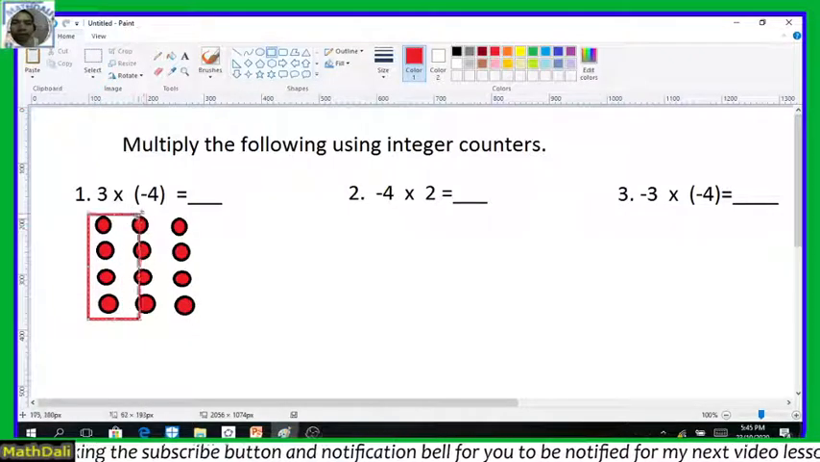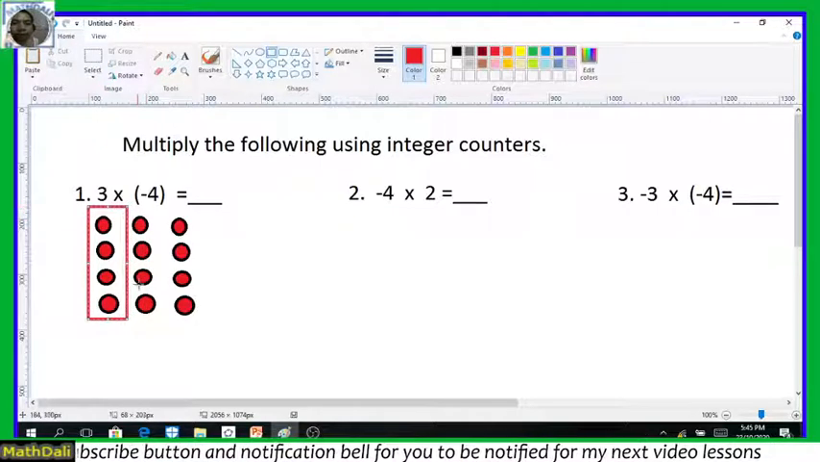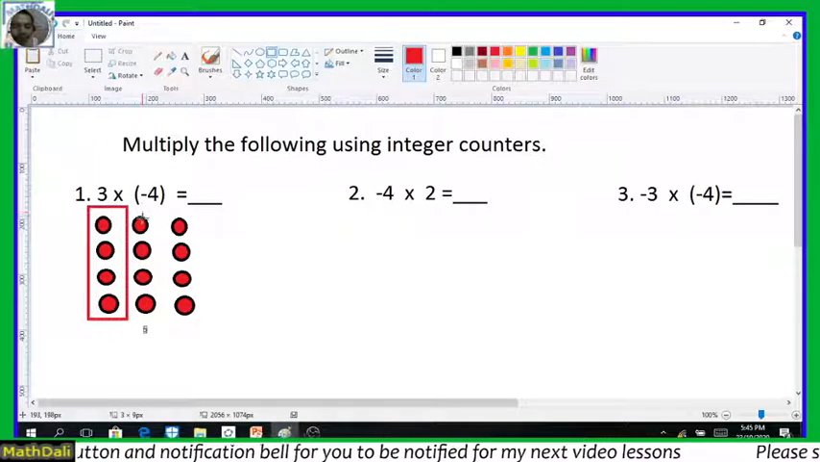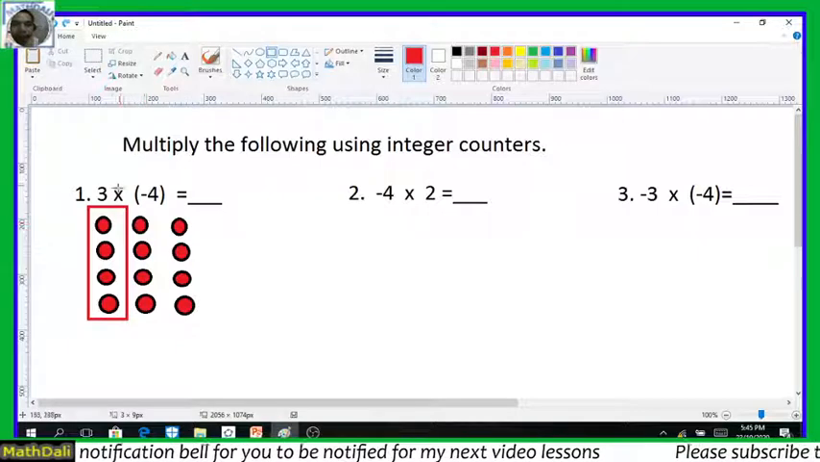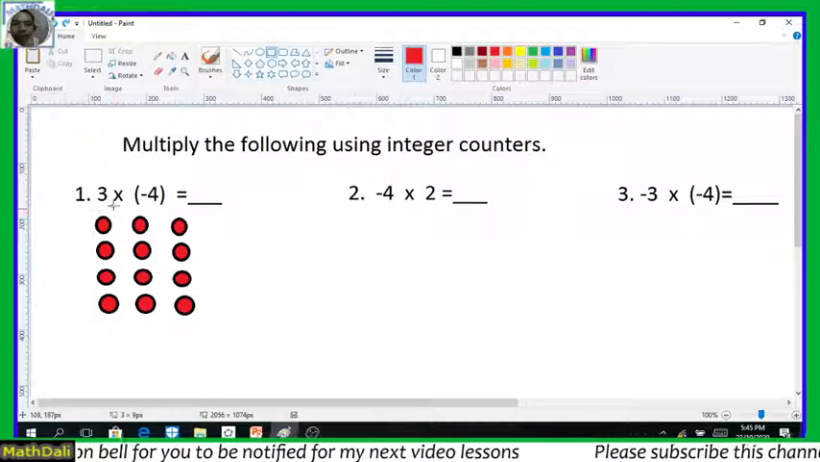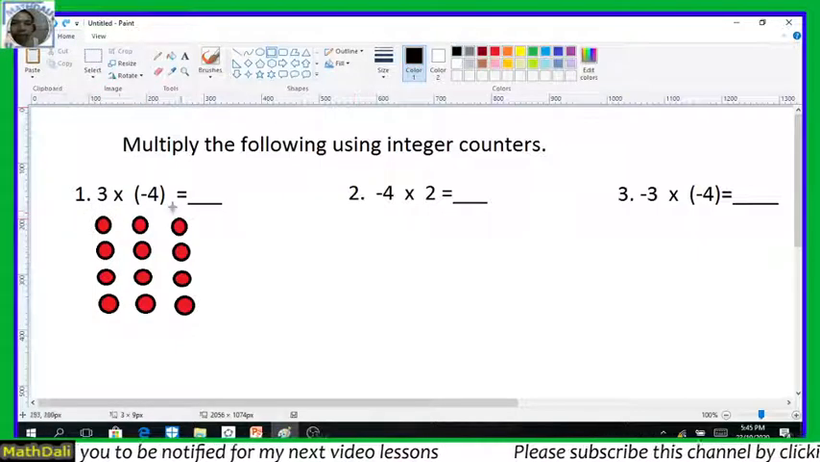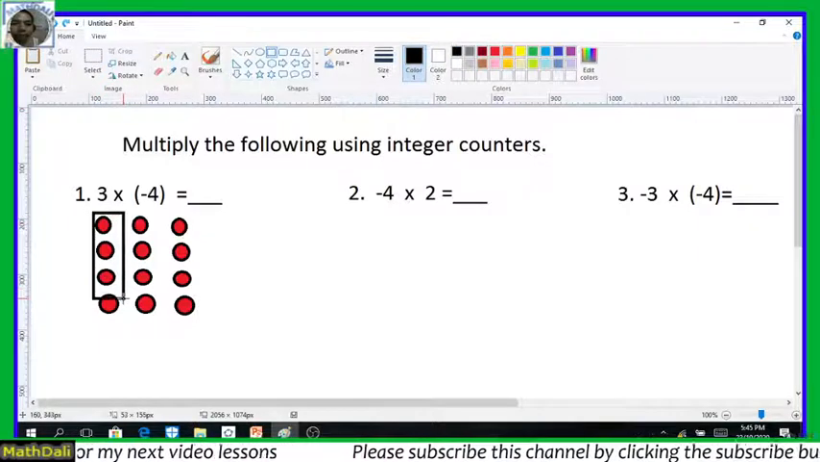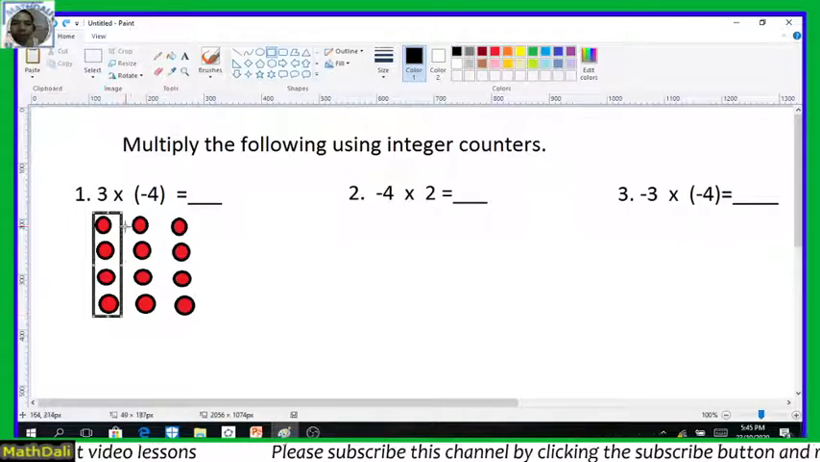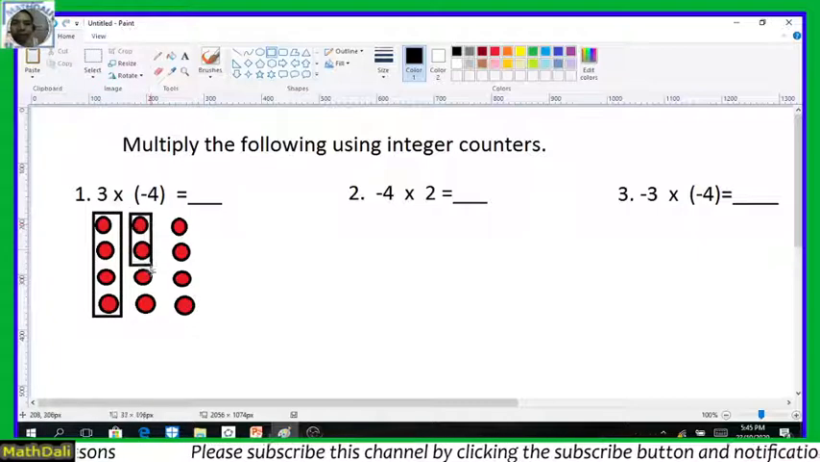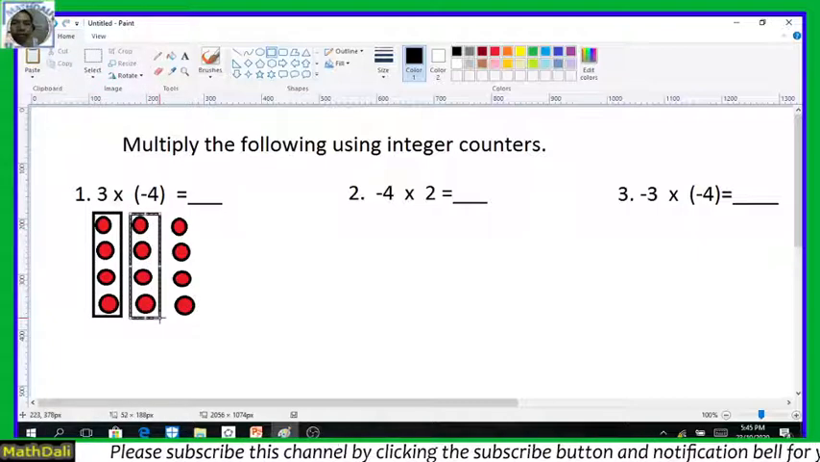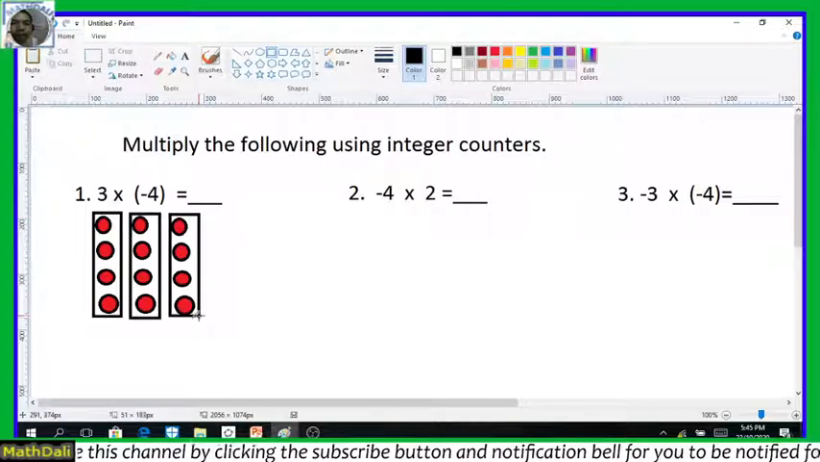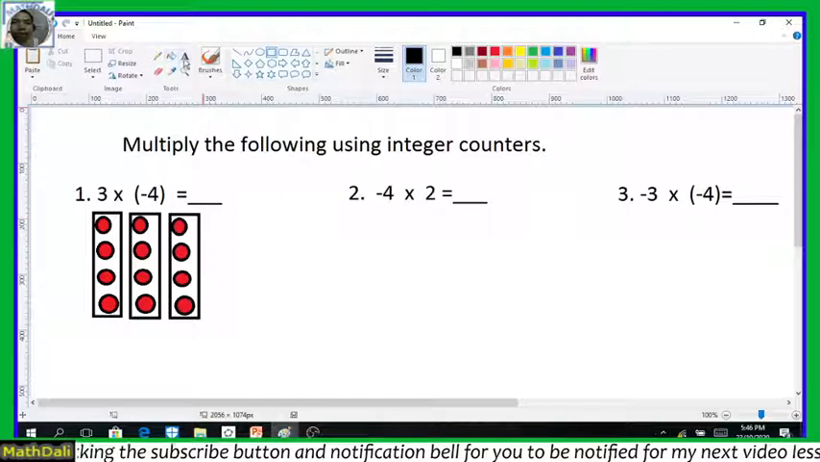1. Lalagay ko lang dyan. Then we have, liitan lang natin yung group natin. Sorry, kumuha ako ng black. Okay, so we have 3 groups of negative 4. So, 1, 2, then we have 3. Ayan, so yan yung ibig sabihin nito. We have 3 groups of negative 4.